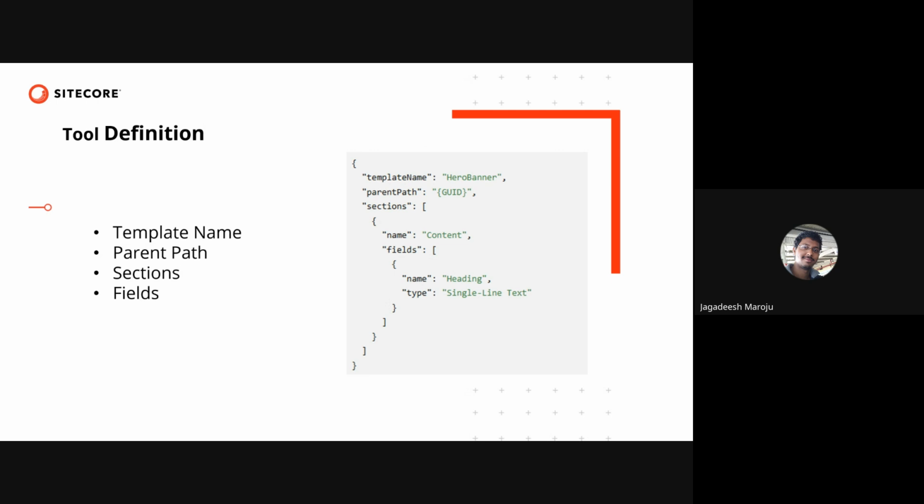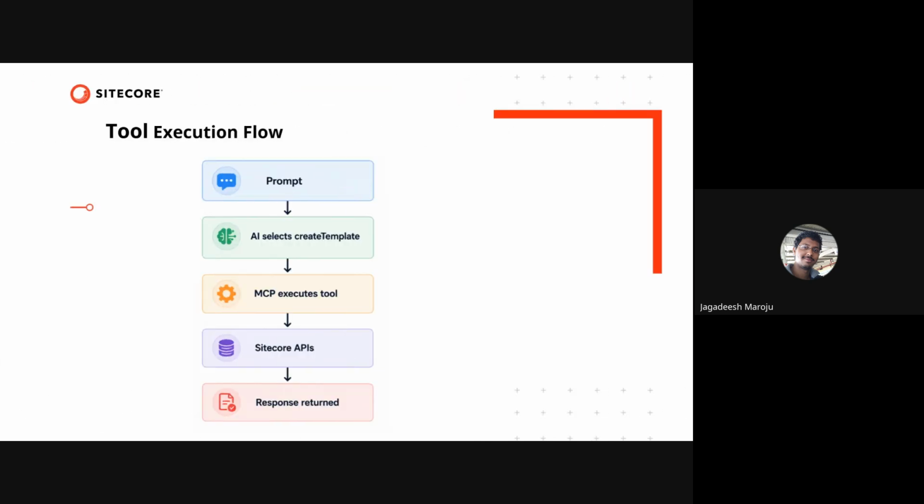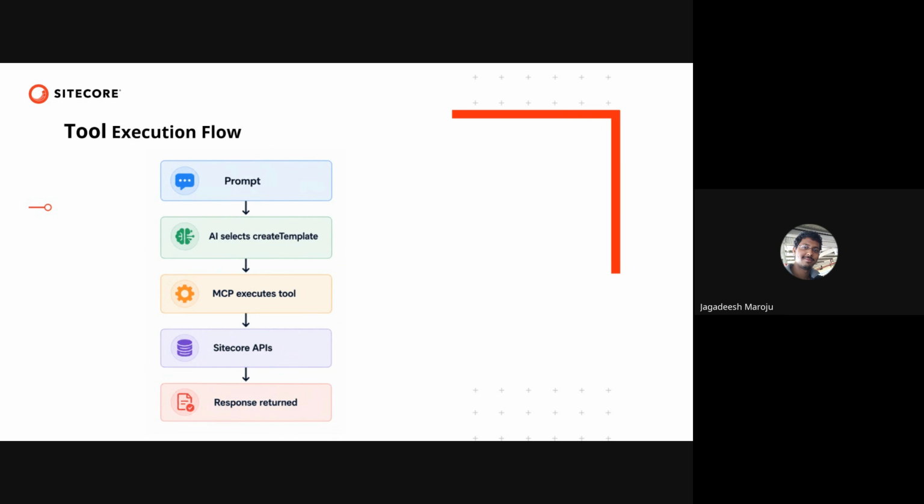So that's one. And then let's see the tool execution flow. This slide shows what happens behind the scenes after the user submits a prompt. First, the AI receives the data about the request. It then determines that the create template tool can satisfy the request, and it invokes the tool through the MCP protocol. The MCP server receives this request and executes the corresponding handler, as I mentioned. The handler then communicates with the Sitecore authoring API to create the requested template.